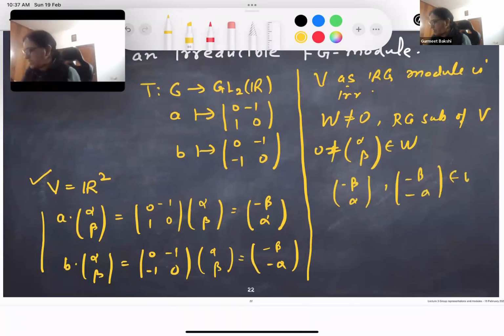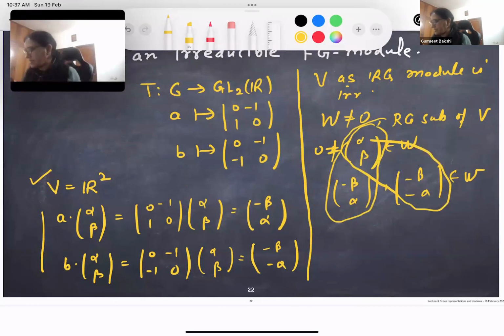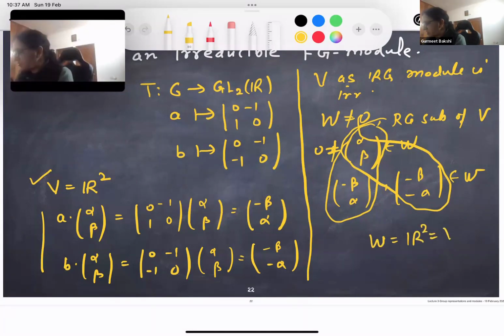And these are in W, and you can prove that one of either these two or these two are linearly independent, depending upon the cases. So you always get that there are two linearly independent elements in W, and therefore W will become the whole of R2, which is your P.